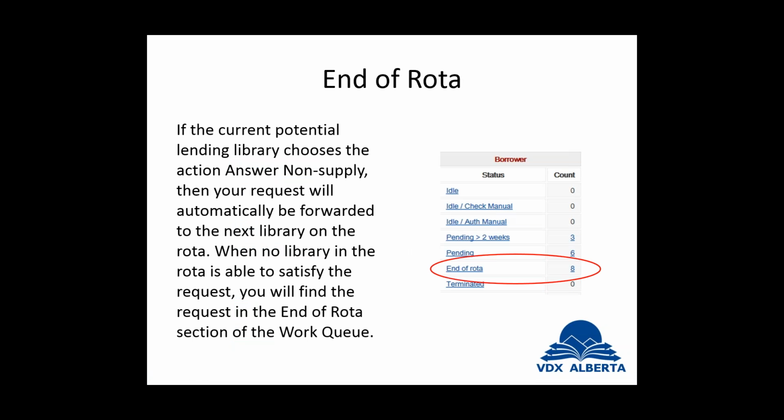So you sent that message. Can you still supply it? The library is like, oh no, I'm sorry, this is missing from our shelf. So they've not supplied it. VDX is going to automatically try and move the request to the next lender in the list. If there's nobody in the list after them, it's going to move down to end of rota. These are the requests that they've gone through every single lender and they've all said no. And again, we can reactivate them from there and try and add more lenders, or we can complete it if you literally cannot find anybody else.